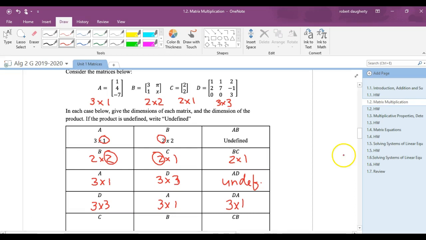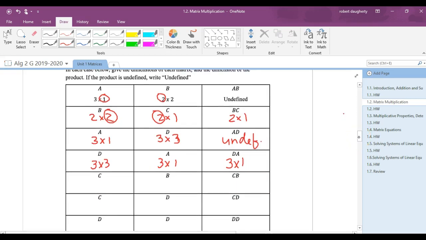Let's look at the next one here. What are the dimensions of C? C is what, 2 by 1? And what are the dimensions of B? 2 by 2. Can I multiply CB? No, this is undefined. The dimensions of C are 2 by 1. The dimensions of D were what, 3 by 3? This is what? Undefined. Okay.